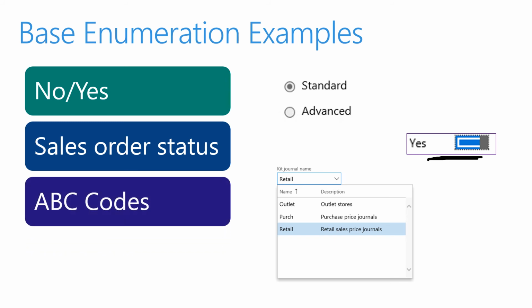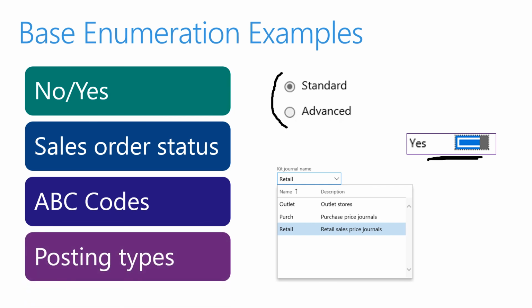Next is ABC codes. ABC codes are used in several areas of the system to rate a customer, vendor, or item, for example. The user is presented with a list of rating options, and you can select one option from the list. It would look kind of like these radio buttons here as a sample. It would show the different ratings or ABC codes.